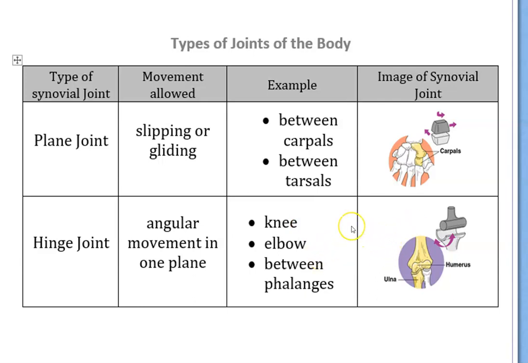And then your hinge joint, think about a hinge on a door. We're going to get more of an angle movement with this, and so your knee and your elbow are hinge joints, and they only go in one direction. We also see that between your phalanges, for instance your fingers. There might be 3 bones in there, so you can bend them one direction. They should only bend one direction, and those are hinge joints that you have.